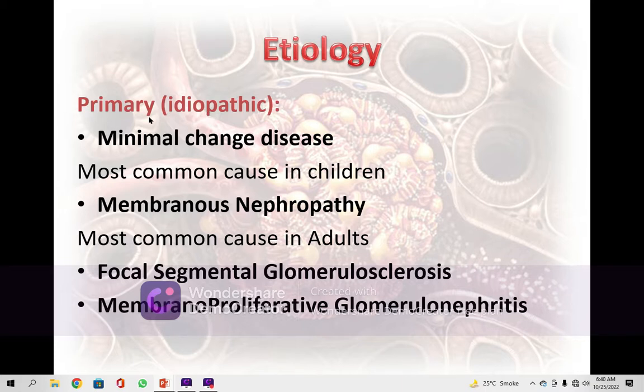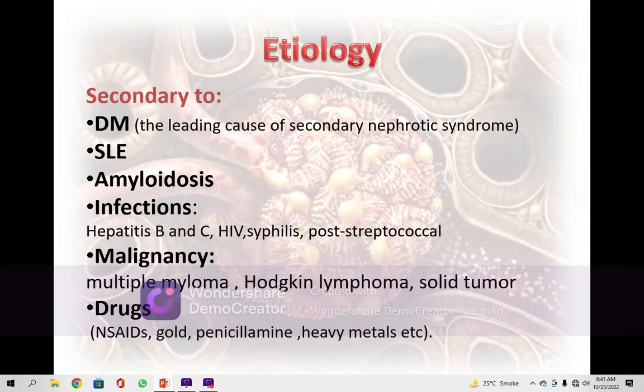The etiology of this condition is primary glomerulopathies, primary or idiopathic mostly. Minimal change disease or minimal change glomerulonephritis is most commonly seen in children. Then membranous nephropathy or membranous glomerulonephritis is mostly seen in adults. Focal and segmental glomerulosclerosis, FSGS, and membranoproliferative glomerulonephritis. These are the primary glomerular diseases or primary glomerulonephritis.